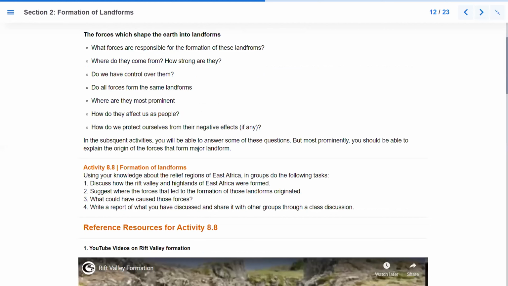So where do the forces come from? Can we control the forces? Someone has just asked, have we had magma erupting in Uganda? Can we control? Are we likely to have it? Do all the forces form the same landforms? Where do they come from? Which of the forces are most prominent? Where do we find them? Do we all have to be fearing? How do they affect people?